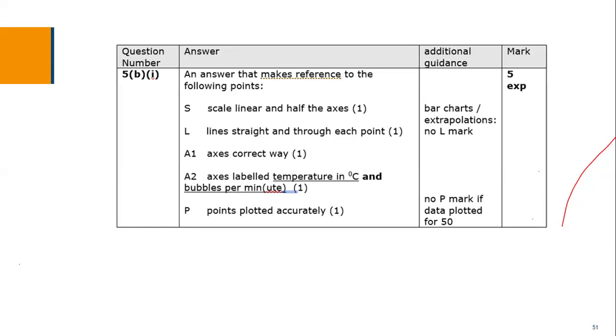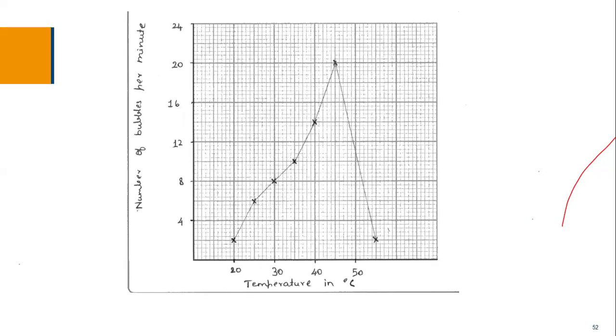The points mark will not be awarded if data is plotted for 50 degrees, because there was no data in the table for that. This is a typical answer. And this is a nice clear graph which would gain 5 marks. They've covered all the points.